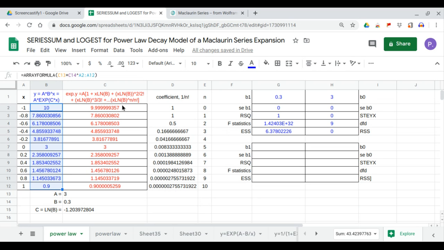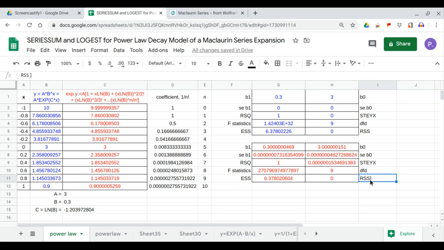We can regress this, using LOGEST of data y and data x, and we'll show the full statistics. You will notice we don't have a perfect value of standard error. It's not perfect 0. Our Sey is not perfect 0. Our residual sum of squares is 0, but our Sey is not.